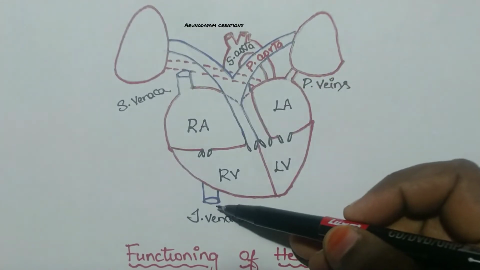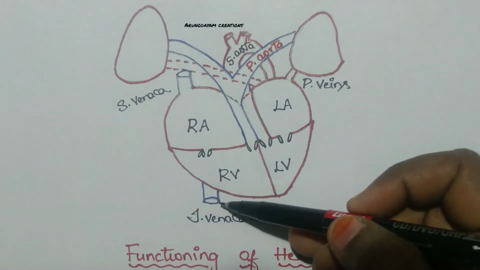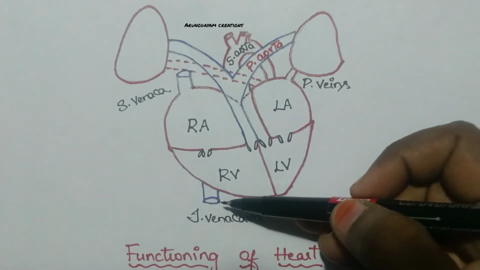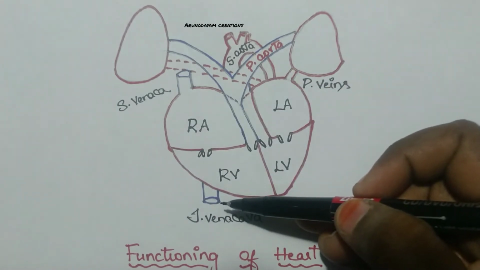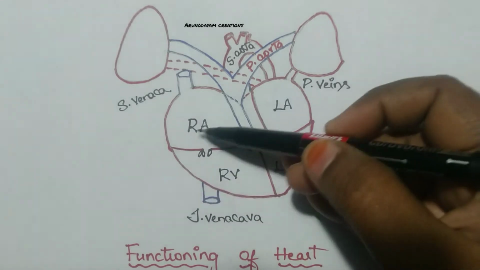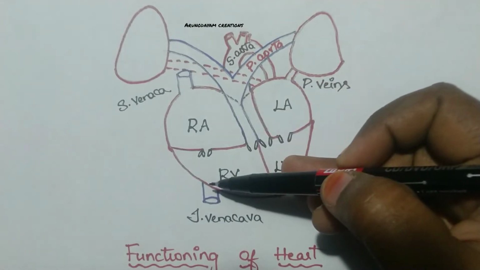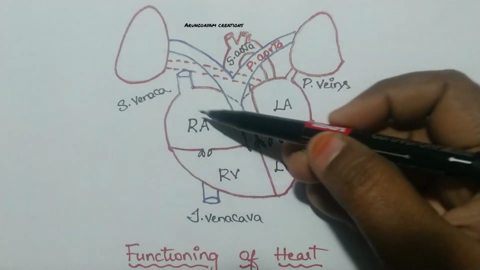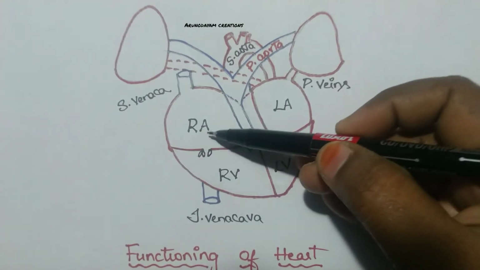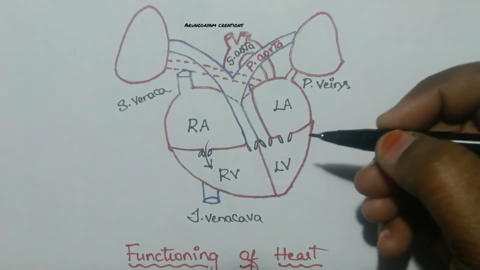This is the inferior vena cava, or post caval vein also, and this is the pre-caval vein. The inferior vena cava collects deoxygenated blood from the lower parts of our body like the legs and opens into the right atrium. So both the superior and inferior vena cava collect deoxygenated blood from different body parts and open into the right atrium. From the right atrium, when the tricuspid valve opens, this deoxygenated blood enters into the right ventricle.